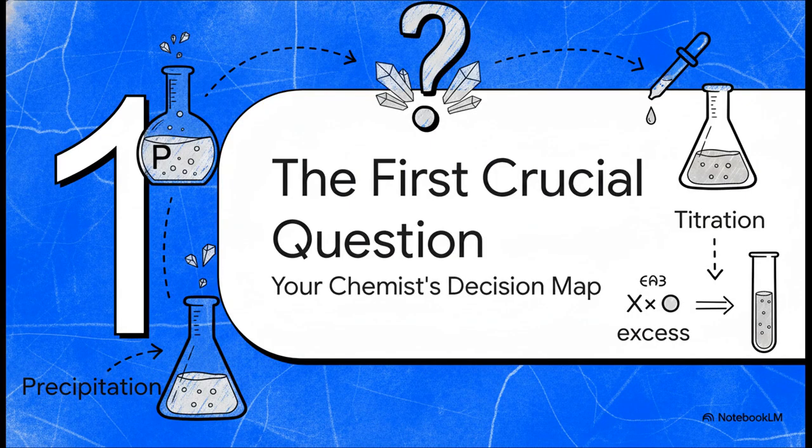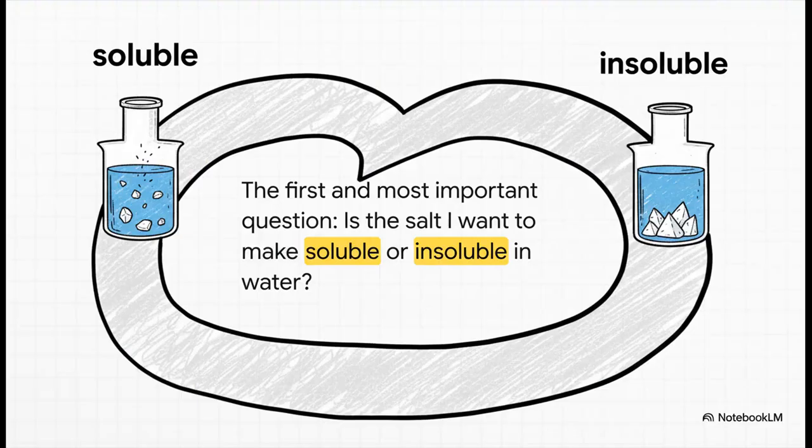Okay, now we're getting to the heart of it. To figure out how to make any salt, you don't need to memorize dozens and dozens of reactions. You really just need to know how to answer one single, super important question. And this is it. This is the master key. Does the salt you're trying to make dissolve in water, or doesn't it? The answer to this one question determines your entire experimental path. It's the very first fork in our roadmap.